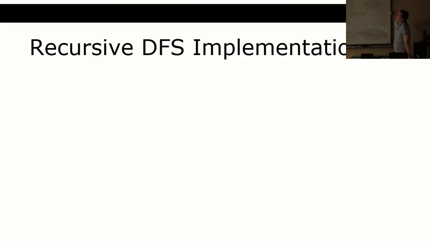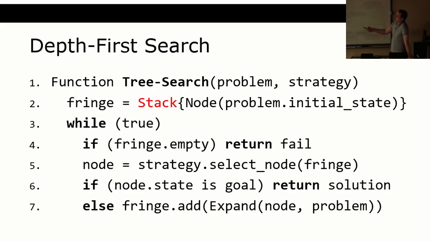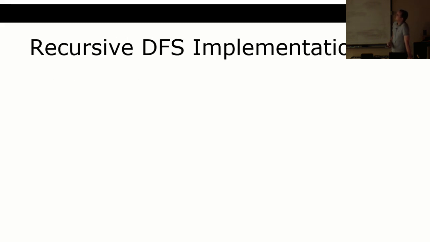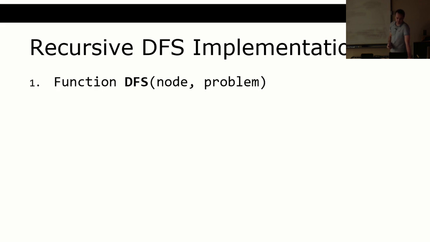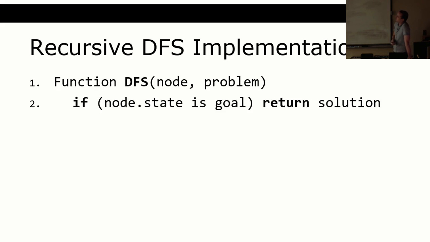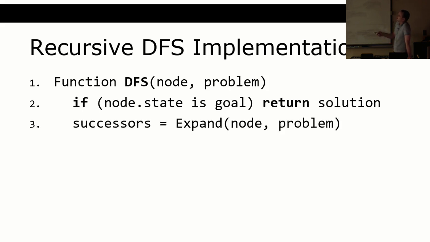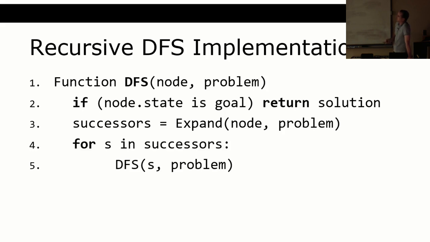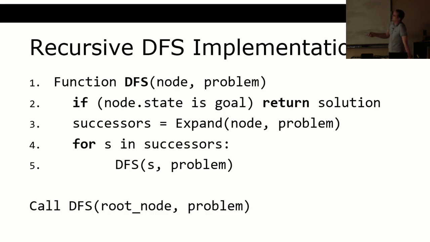So here, I call this the iterative version, where you have a fringe that you're taking from. But you may have seen this in its recursive form, which is the recursive depth first search. So you have this DFS function that you're going to call recursively. You get passed in a node. If the state of the node is a goal, then you've got your solution, so you can stop. Otherwise, you generate the successors of this node. Then for each of the successors, you call DFS on the successor again. And then what you do to start this process is you call DFS on the root node.